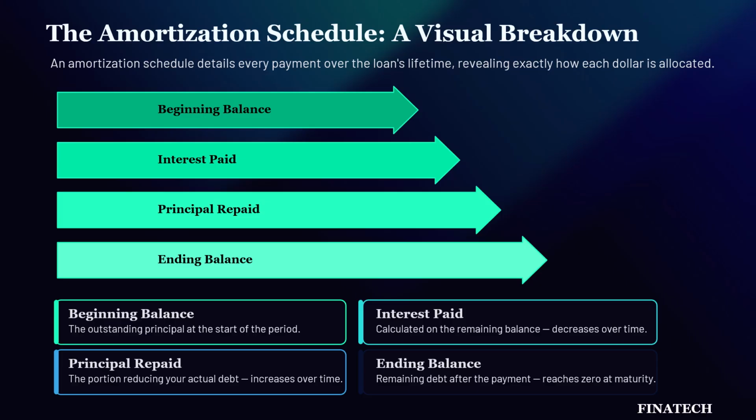How about amortization in a visual breakdown? In a visual breakdown, you see the amortization schedule begins with a beginning balance. After that, you pay your interest and your graphics grow. After that, you repay your principal debt, and in the end, you get your ending balance.